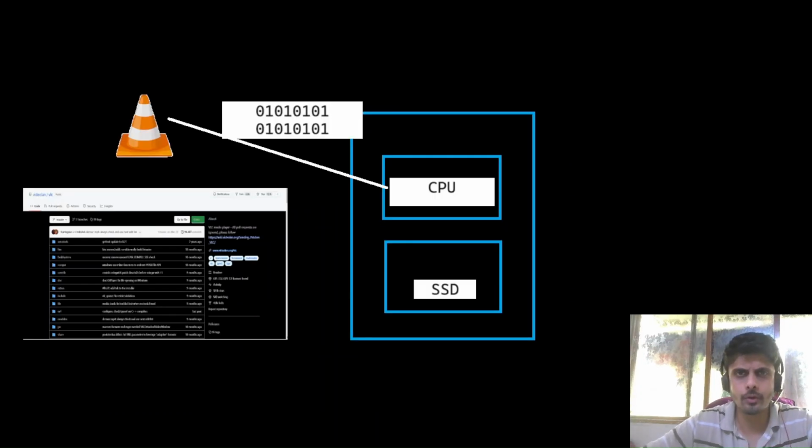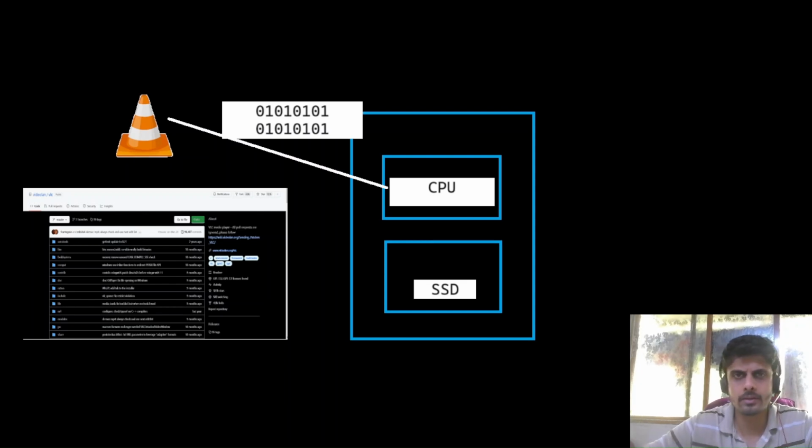So how do we execute all these programs like VLC Player on the CPU? Because the CPU is ultimately hardware, it will only understand zeros and ones. Zero means off and one means on. So the CPU only understands the language of binary, which is zeros and ones.